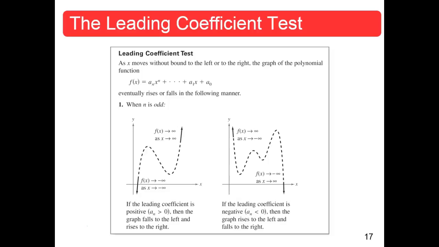So here's what the leading term test is. As x moves without bound to the left or to the right of the origin, okay, the graph of the polynomial function f of x equals a sub n, that's the leading coefficient, x to the nth, that whole thing is the leading term. So you see, you don't get the degree unless you include the whole term. And then you have all these smaller degrees.